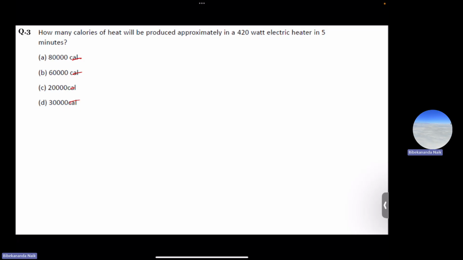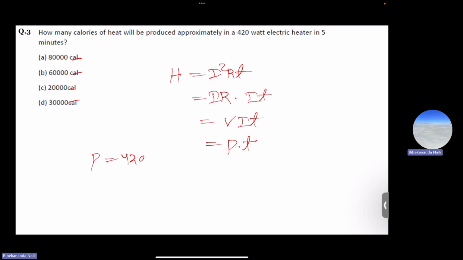So let's solve this one. We know H is given by I square RT, which can also be written as VIT, and VI is power, so P into T. Here it is given P is 420 watt and time is given in minutes, so 5 minutes, which is equal to 5 into 60, 300 second. Now what will be the amount of heat?